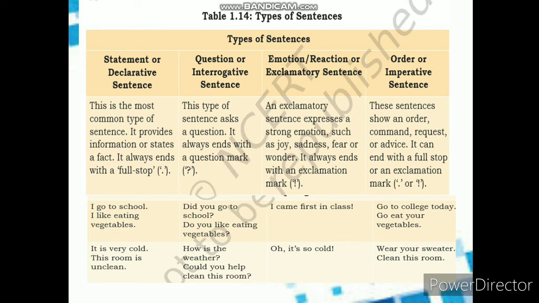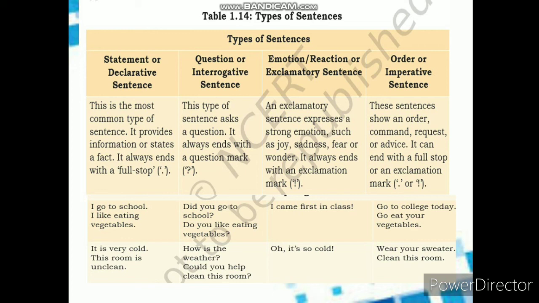Next is emotion, reaction or exclamatory sentence. An exclamatory sentence expresses a strong emotion such as joy, sadness, fear or wonder. It always ends with an exclamation mark. Example, I came first in class! Oh, it's so cold!